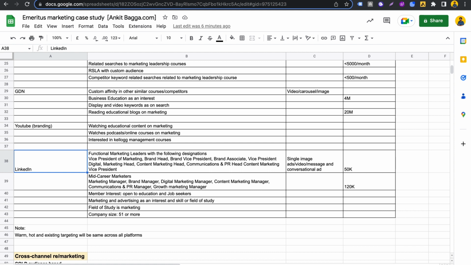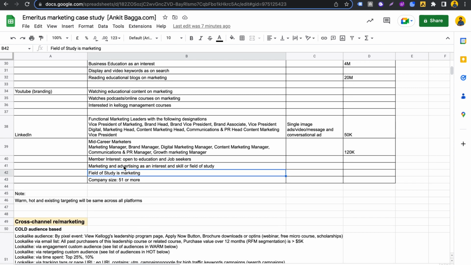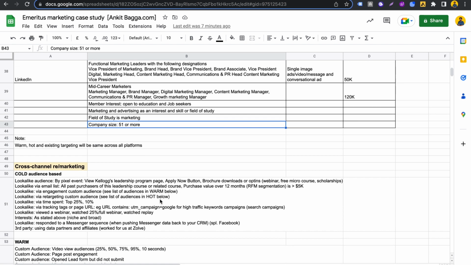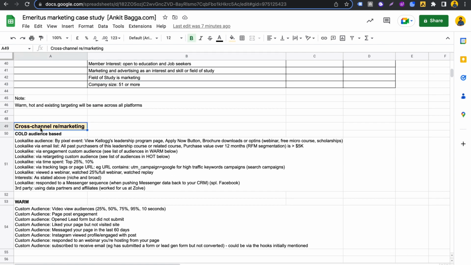LinkedIn being very relevant, you can have functional marketing leaders already with these following designations that you could target. You could target career marketers with these designations. Then you could do member interest, open to education and job seekers who might be interested in taking a course. Then marketing and advertising as an interest or field of study. Then there is field of study is marketing, company size is 51 or more. I think people who are in bigger companies tend to have that objective of becoming a C-level executive. That's the reason I've taken company sizes of 51 and more.